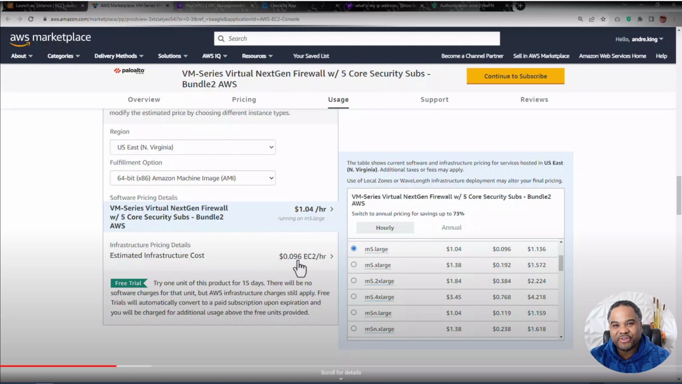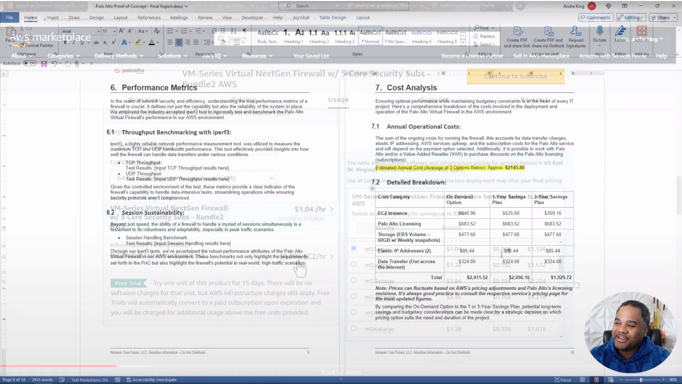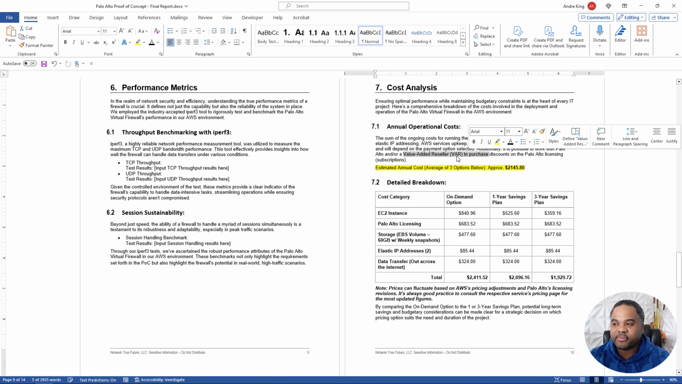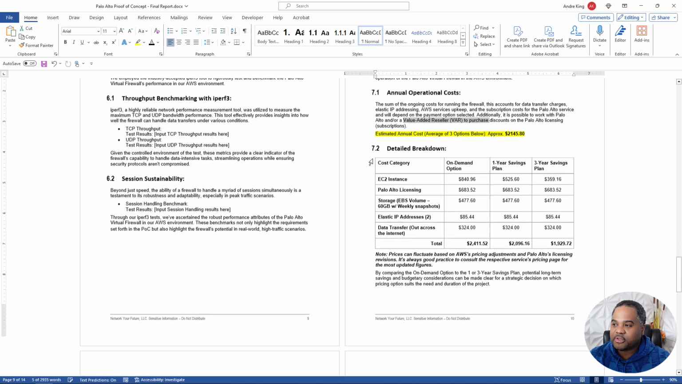Do the math, times 24 times 365, and that's what we come up with, as opposed to going to either Palo Alto or a value added reseller, or VAR, to purchase a license directly from them. And that's where that BYOL, or bring your own license option, would have come into play. So again, a great section to provide. And this is normally when you're sitting with the client, this is really what they're going to want to speak in depth about, in addition to understanding any problems that were experienced along the way.